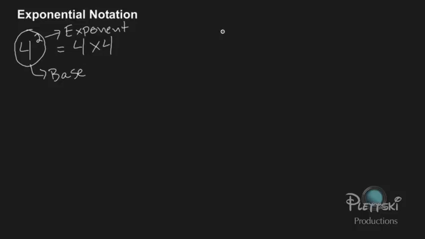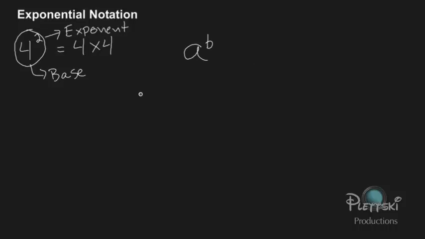So what the exponent tells you to do is multiply the base that many times. So for any number A, if you have an exponent B, the A is going to be multiplied by itself however many times B is. So if B is a 5, you'd have A times A times A times A times A, 5 times.